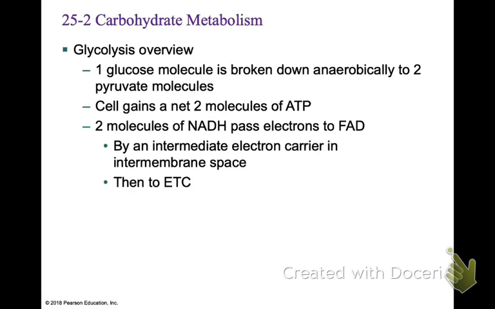All right, so just going through it all again, and of course you're welcome to rewind and re-listen to the video. 1 glucose molecule got broken down without using any oxygen to 2 pyruvates. We got 2 ATPs in the process plus 2 NADHs. And the NADH is going to go into the mitochondria.